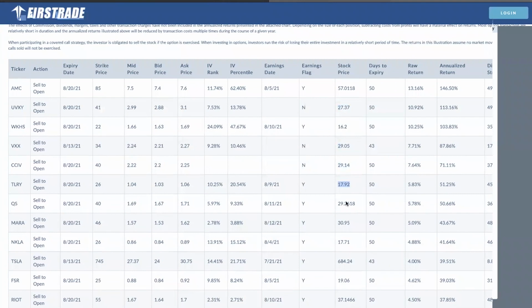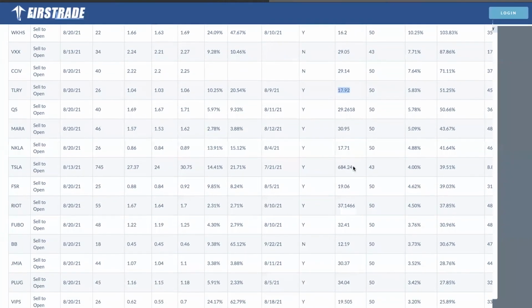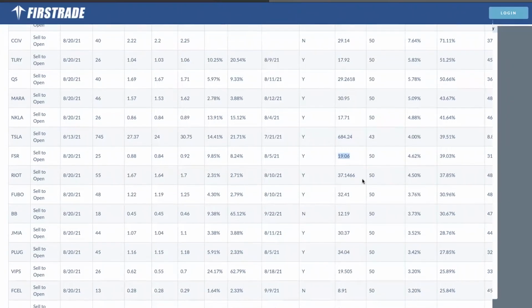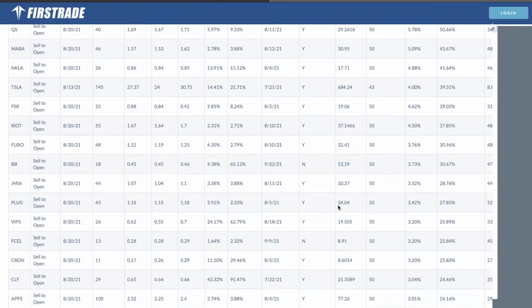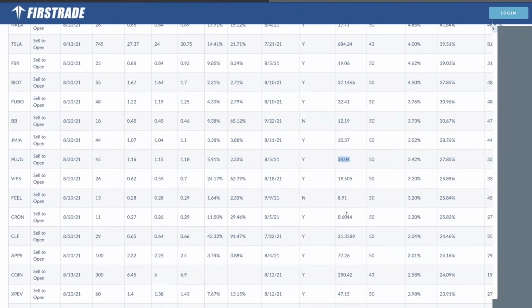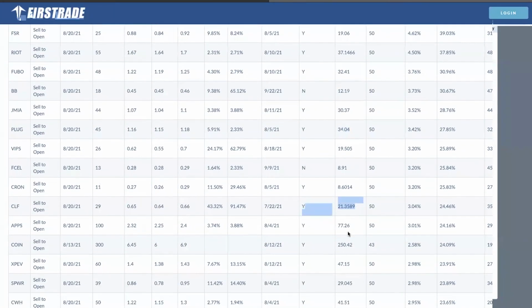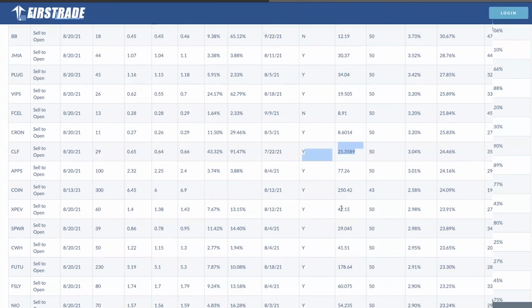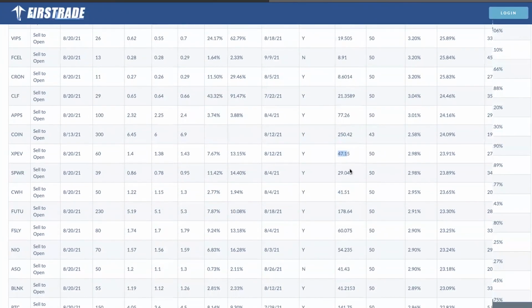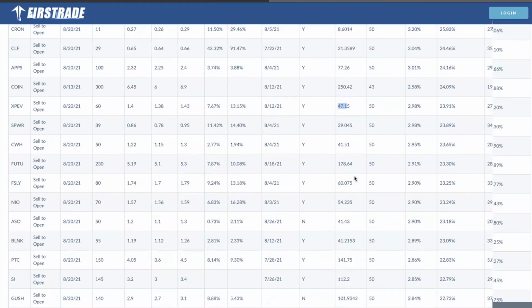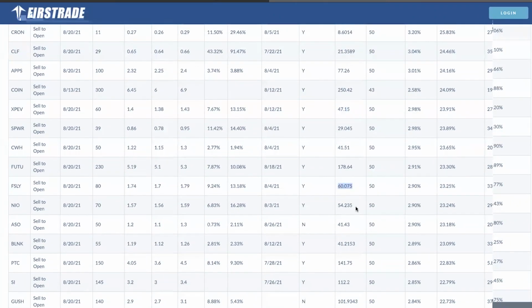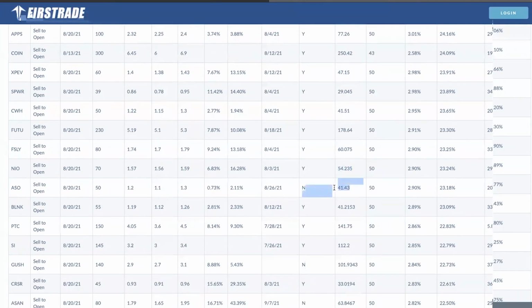are lower price. Generally speaking, Tesla is going to be difficult because you need $68,000 to own 100 shares of Tesla. But if you're looking at a stock like BlackBerry, $12 stock. Looking at Plug, $34 stock. These are some pretty popular stocks that a lot of you own. Cleveland Cliffs, $21 stock. Xpeng, $47 stock. So these are stocks that you need $2,000, $3,000, $4,000 in order to own 100 shares of, and that is the minimum that you need to deploy this type of strategy.